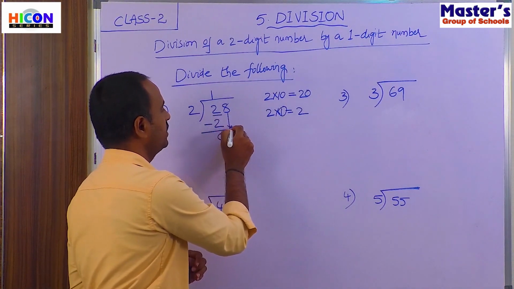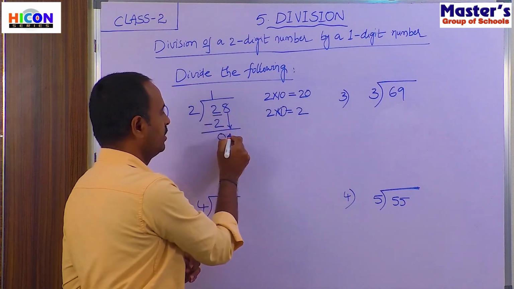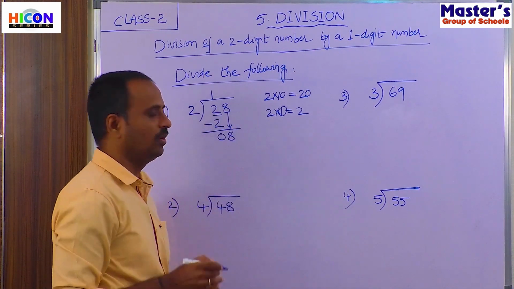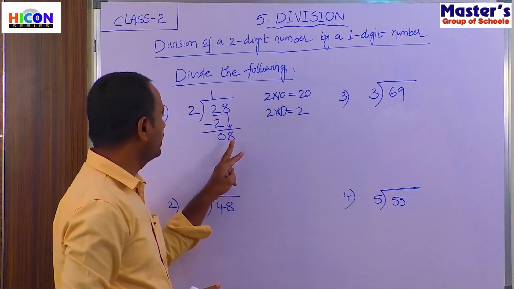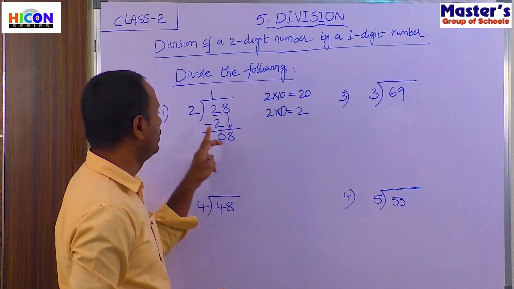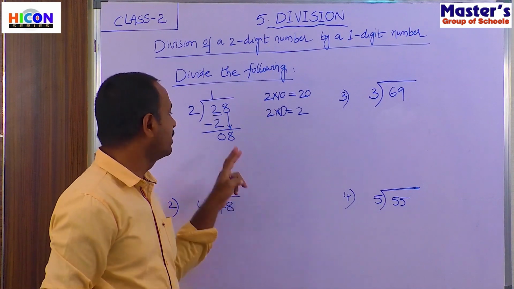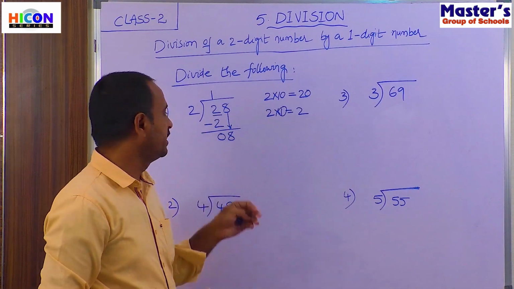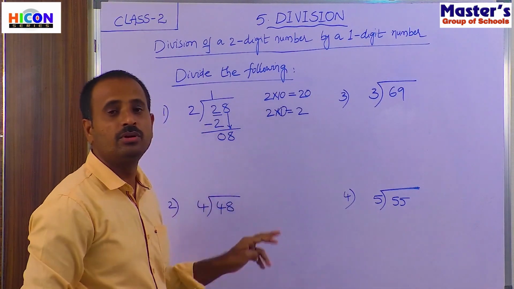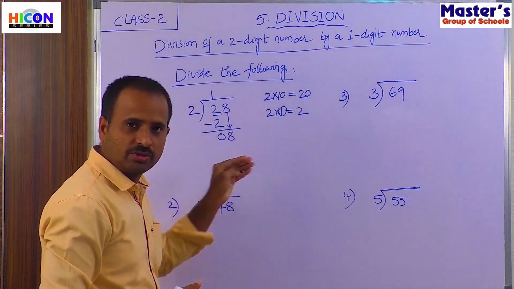So 8 is there. Bring down 8. Now let us see again: when does the number 8 come in the second table? That means, how many times do you have to take the second table to get 8? So let us continue the table.